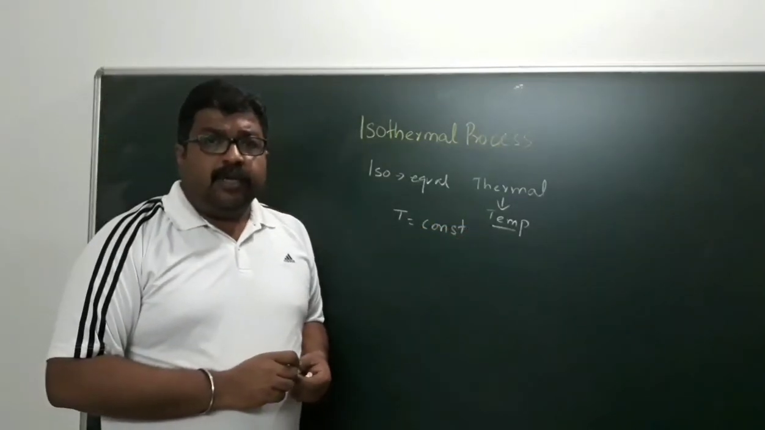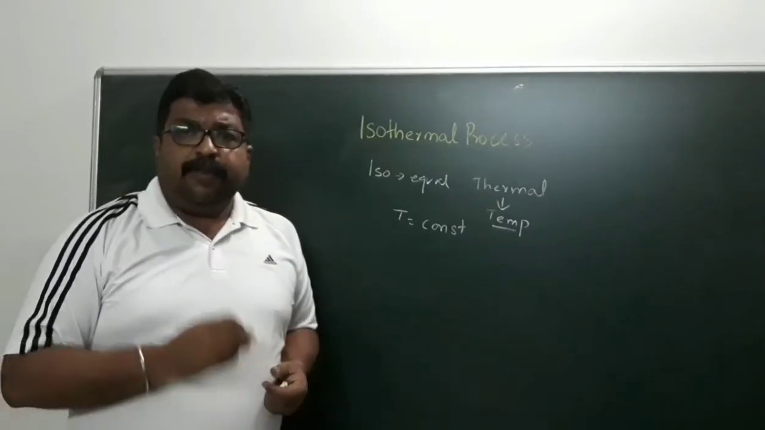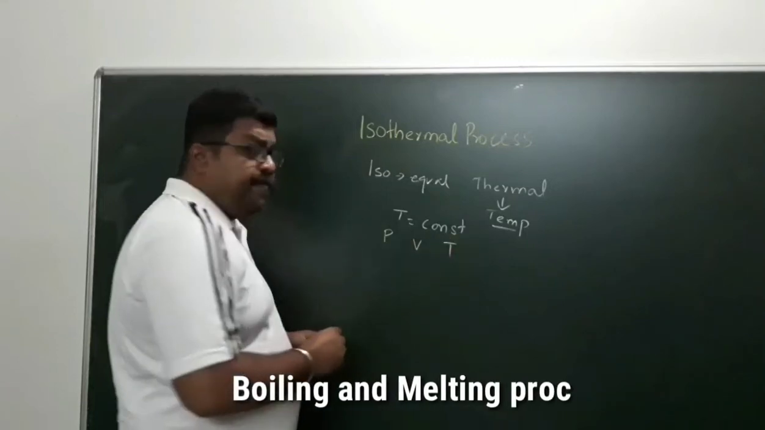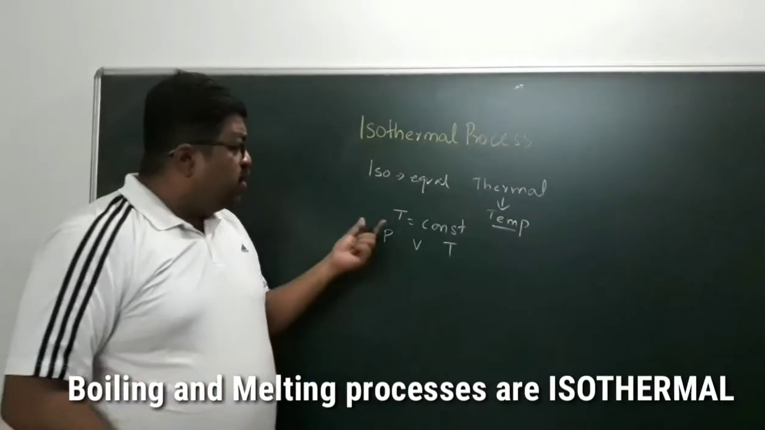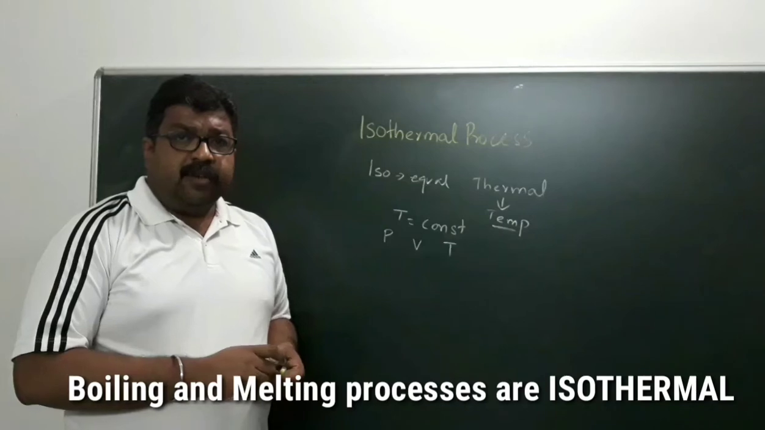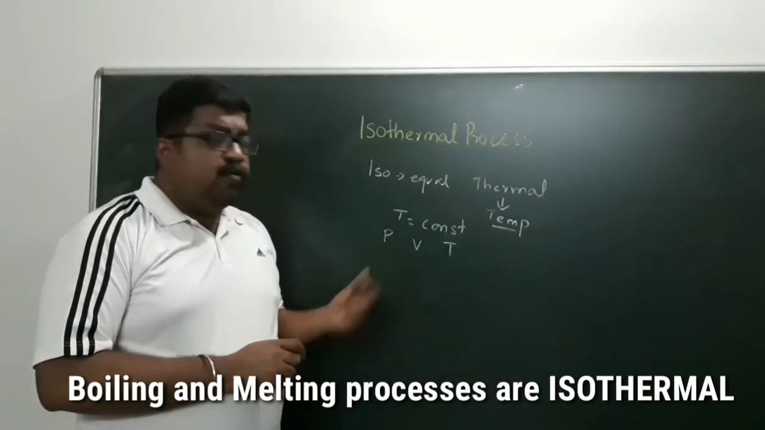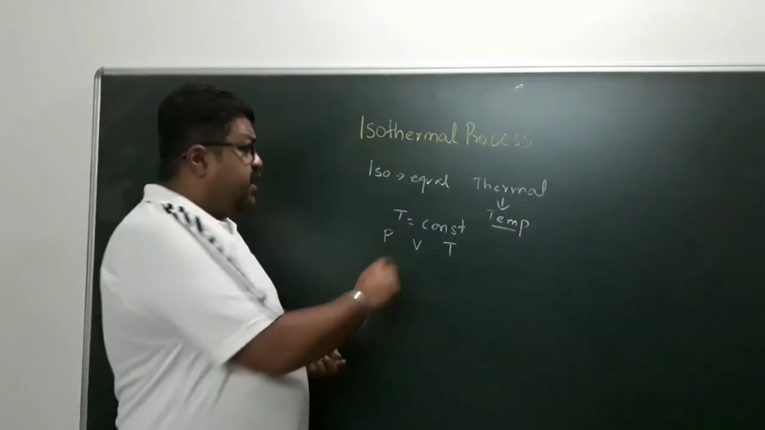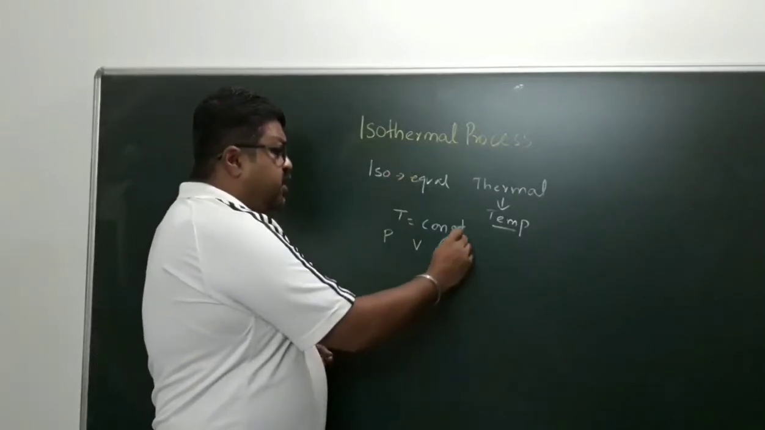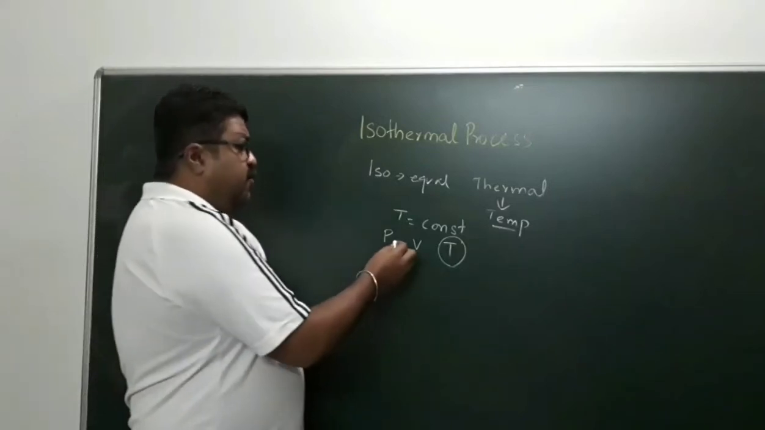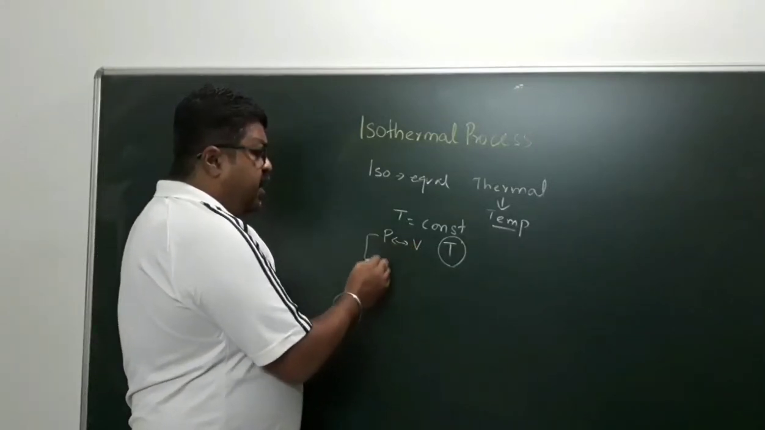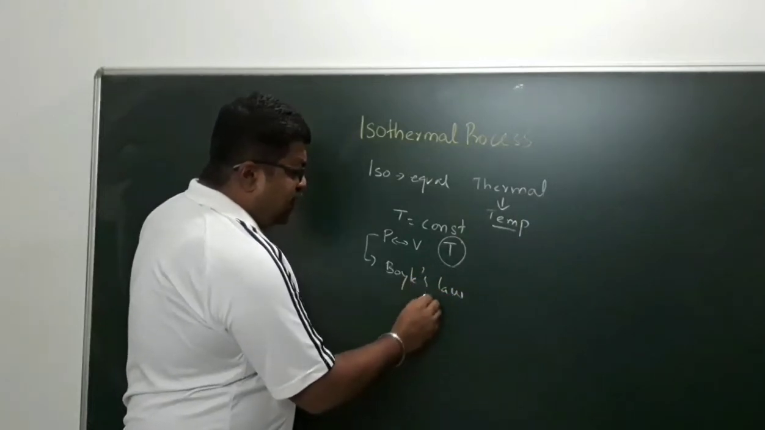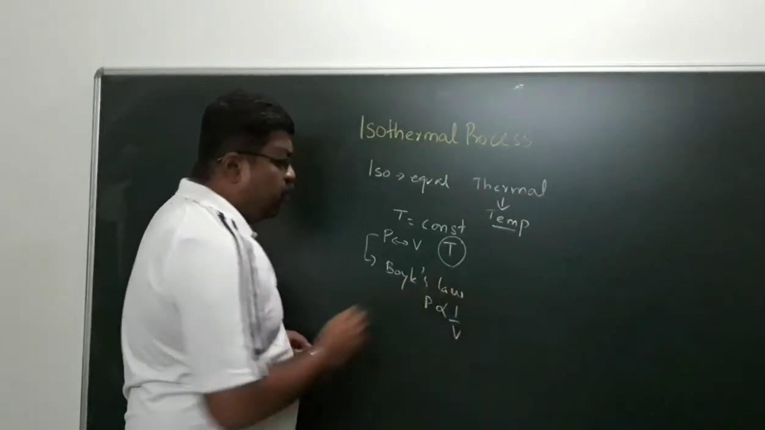Now as we know, we have three basic thermodynamical variables: pressure, volume and temperature. Now if any one of the thermodynamical variables is constant, then the other two variables will vary according to the gas equations. So in an isothermal process, if temperature is constant, then pressure and volume will vary according to Boyle's law, which says that pressure is inversely proportional to volume.